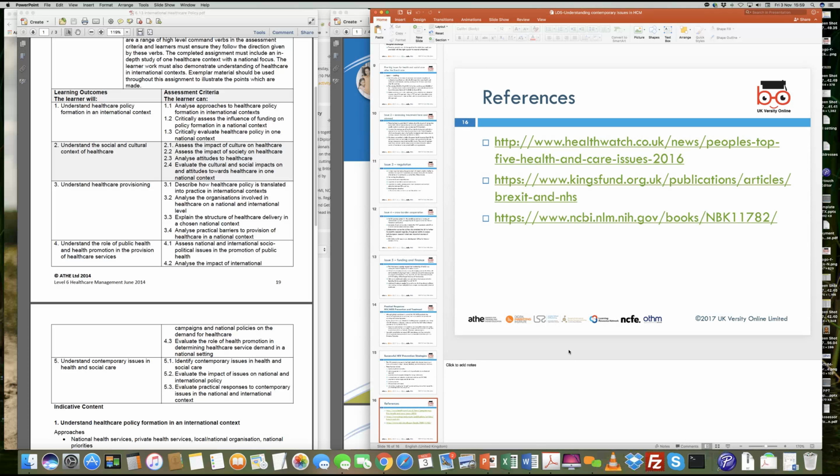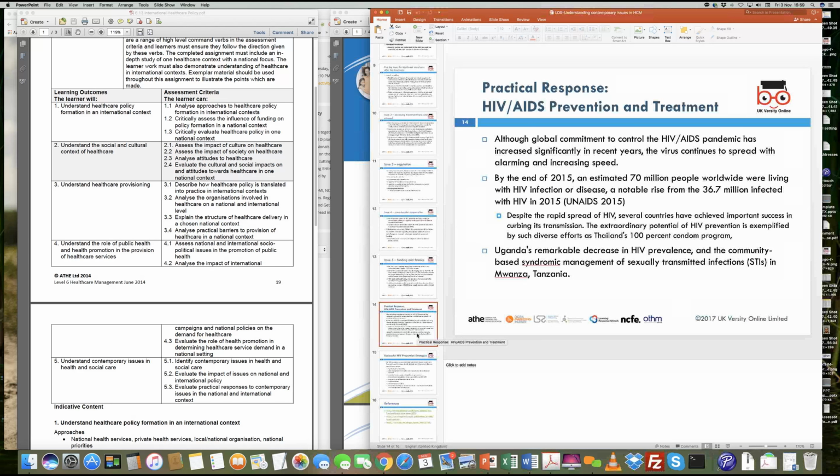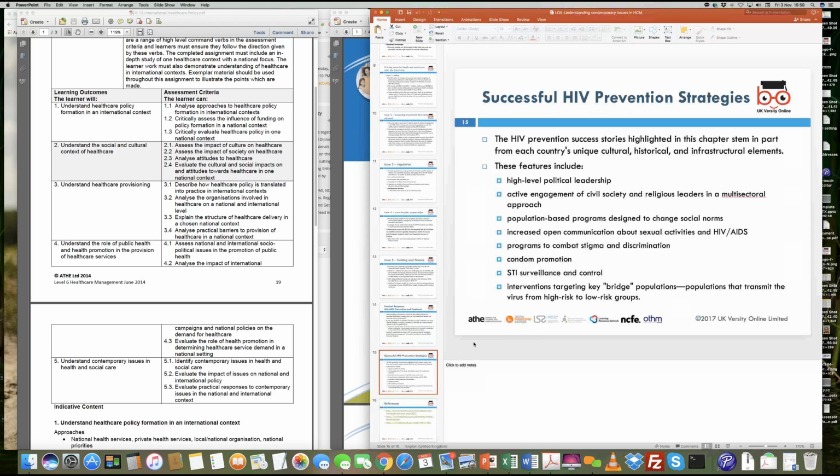Okay? So the other slides give you an example of HIV, again something which requires international coordination, and this is where some countries have to look at funding, creation of funds. We give a lot of overseas aid to be able to prevent some diseases or problems happening in countries, so that they cannot be exported back into the UK. And that is all under the context of contemporary issues in health and social care, both in the national as well as in the international context.